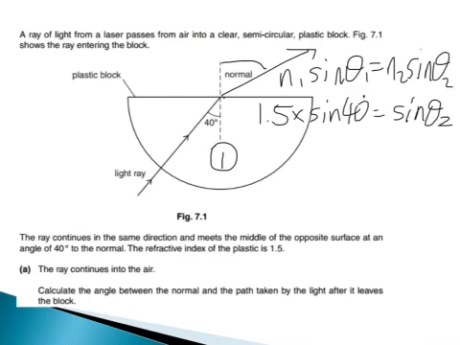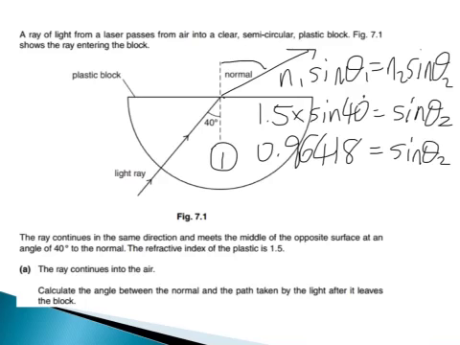And if you did it properly, you should have 0.964, we'll take a couple more figures just to avoid any rounding errors. Okay, so that equals the sine of theta 2.